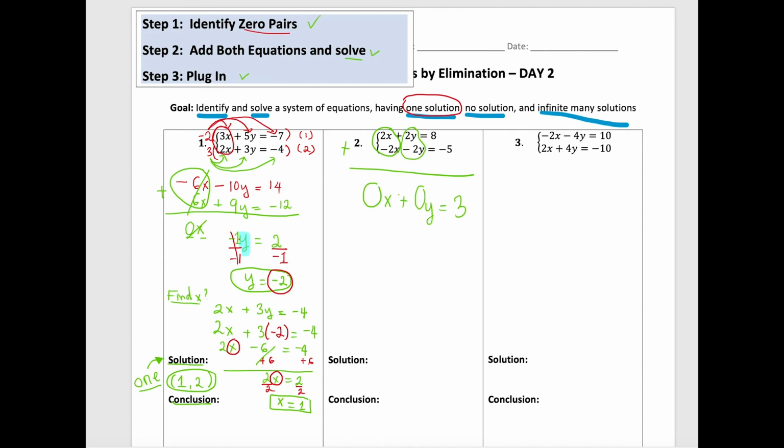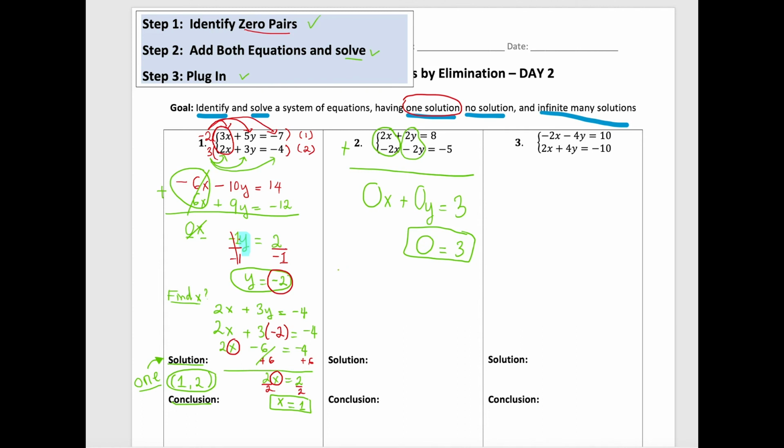How much is that? Anything times 0 technically gives you 0, right? Because 0 times x, 0 times y. So technically this is a big 0 right here. Wow. How come I'm happy? Because if you look at this, 0 equals 0. Does it make any sense? In the world, does it make any sense that 0 equals 3? No, not at all.